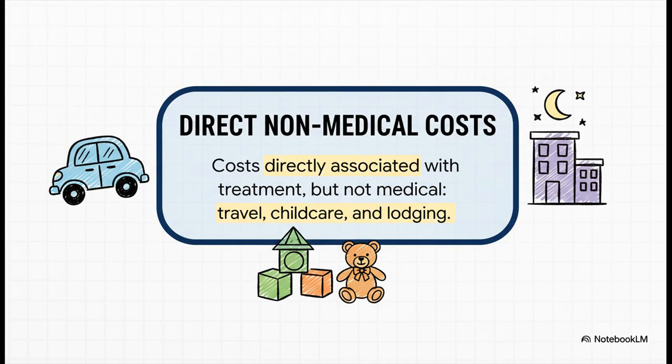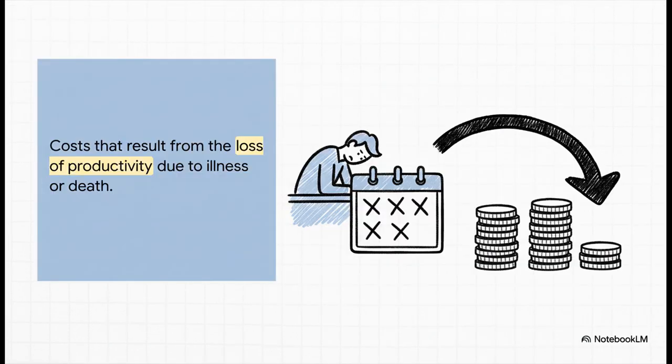But then there are direct non-medical costs. Now, these are the costs you have to pay just to get your treatment, but they aren't actually medical things. We're talking about gas money to get to the hospital, paying for a babysitter while you're at your appointment, or even getting a hotel room if you have to travel far away for special care. Then we have indirect costs, and this one is huge. This is all about the value of lost productivity when someone is just too sick to work. This doesn't just hurt the individual's wallet, it's a cost that affects society as a whole.